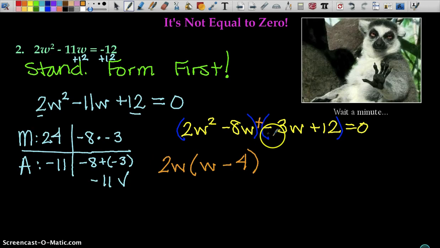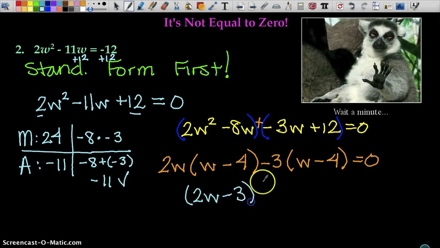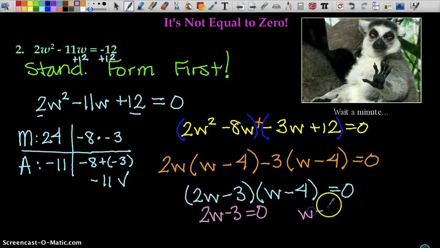Now here, remember when this term is negative, we take a negative out, negative 3, and when we do that, we're left with w minus 4. Then for the next step, group together your GCFs, 2w minus 3, and multiply that by what was left over, w minus 4. And now we're solving. Since we have factored, we solve, so 2w minus 3 equals 0, and w minus 4 equals 0.